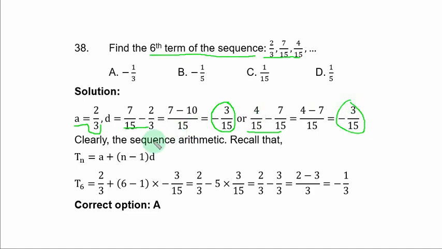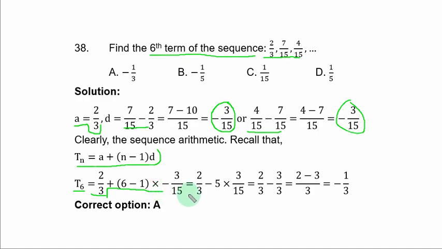arithmetic progression. So the nth term, t sub n, is equal to the first term a plus bracket open number of terms n minus 1 bracket close times common difference. You are asked to find the sixth term. That means n is 6. So t sub 6 is equal to first term 2 over 3 plus bracket open, you have n to be 6 minus 1 bracket close times common difference minus 3 over 15.